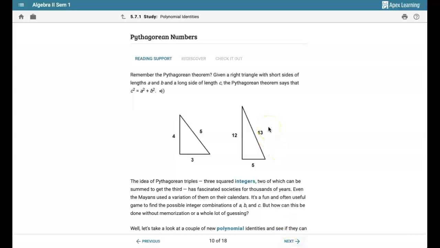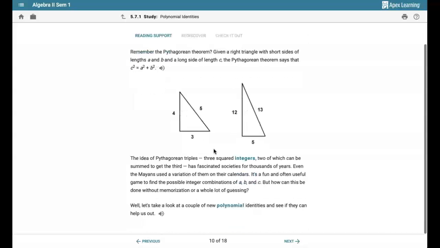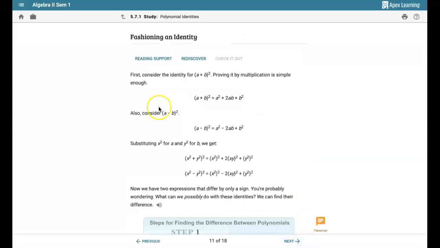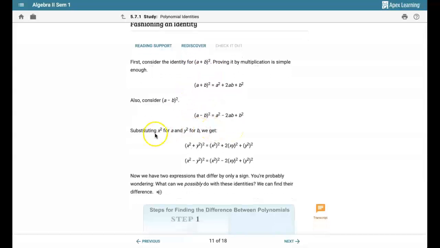And then bringing it back to something that hopefully you've talked about before, this thing called the Pythagorean theorem, where c squared is equal to a squared plus b squared, or a squared plus b squared equals c squared. This idea uses squared terms to result in a new output. So let's look at how this applies to the same principles as our polynomials here. Look at the identity a plus b squared and a minus b squared. If we substitute in x squared for a and y squared for b, we get out the following.